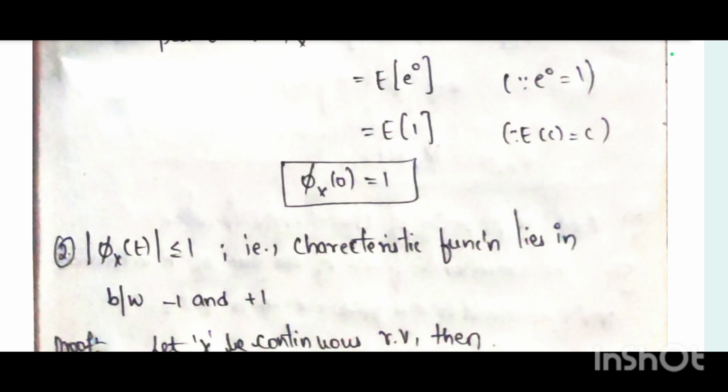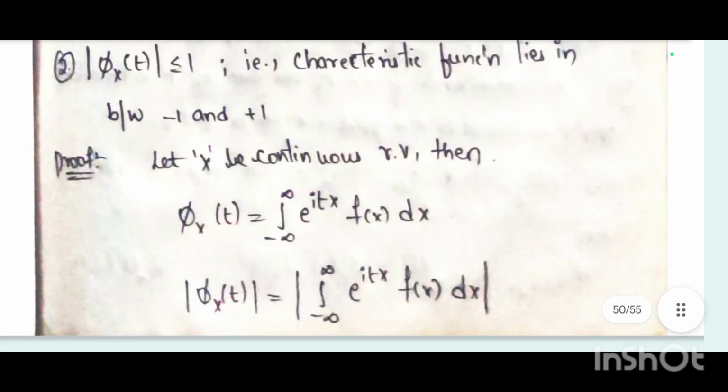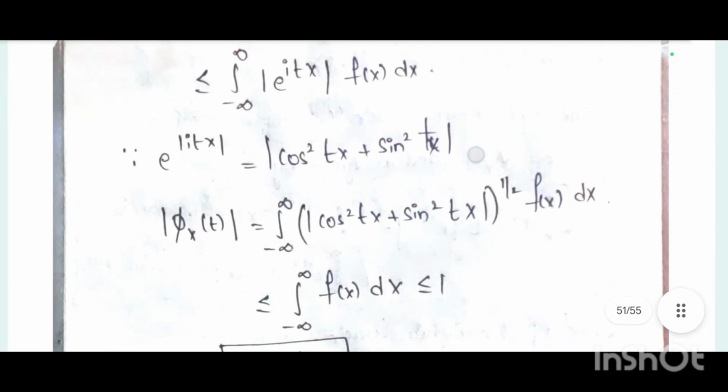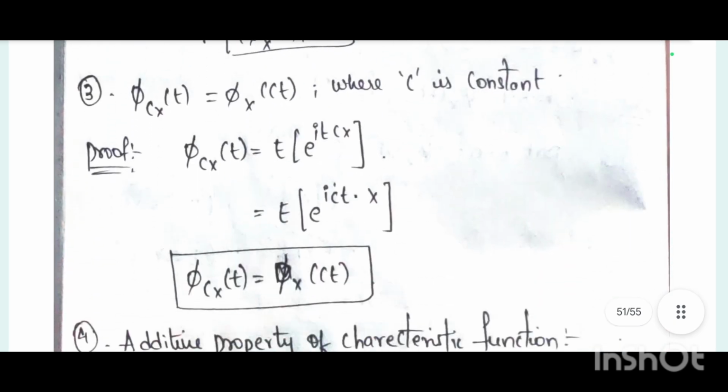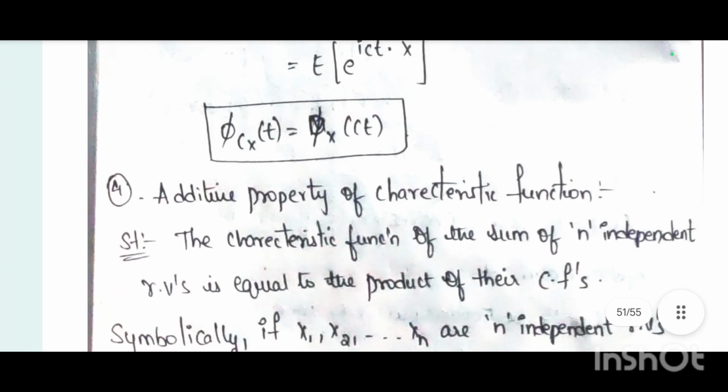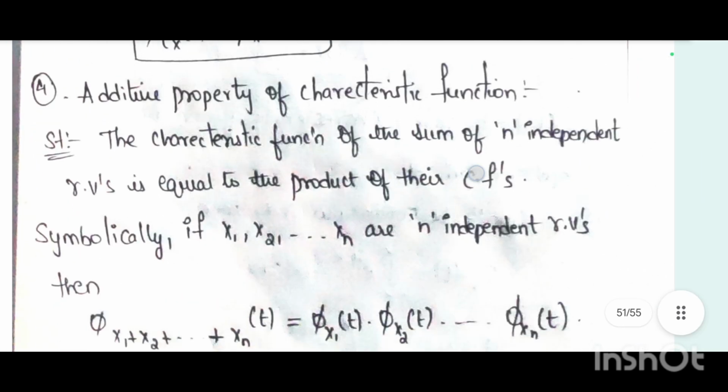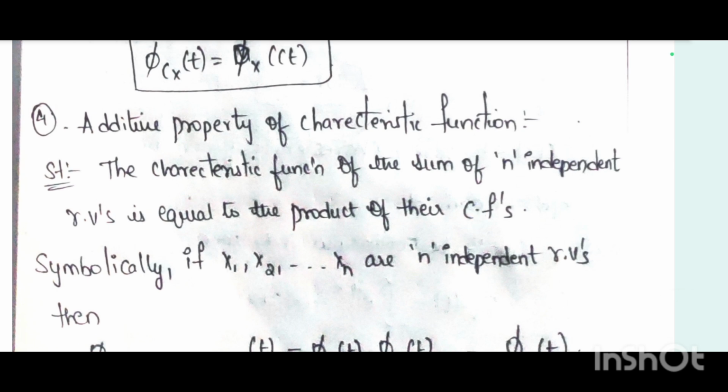Next, the modulus of phi x of t is always less than or equal to 1, so this will be between minus 1 and plus 1. You can see the definitions over here and the simple calculations and their proofs. Phi cx of t is equal to phi x of ct. Again, very important and a previous year's examination question.